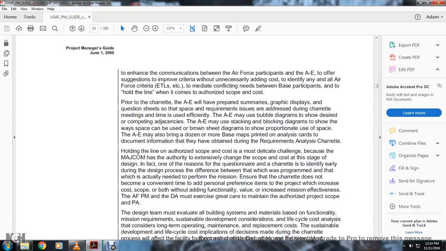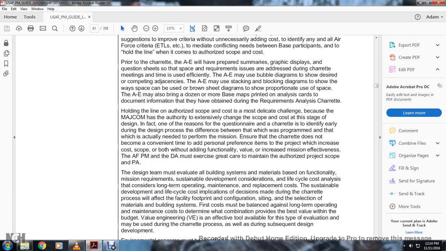That have been gathered during the requirements analysis charette, holding the line of the authorized scope and cost is not the most dedicated challenge, because the major command has the authority to extensively change the scope and cost at any stage of the design. In fact, the other reason for the questionnaire and the charette is to identify early design processes defined between the program and what is actually needed to perform the mission. Ensure the charette does not become a convenient time to add personal preference items to the project and increase the cost and scope, without additional functionality, value, or increased mission effectiveness. The Air Force program manager and the DA must exercise the greatest care to maintain authorized project scope and the program.